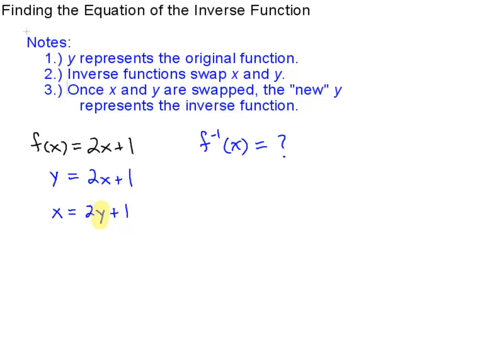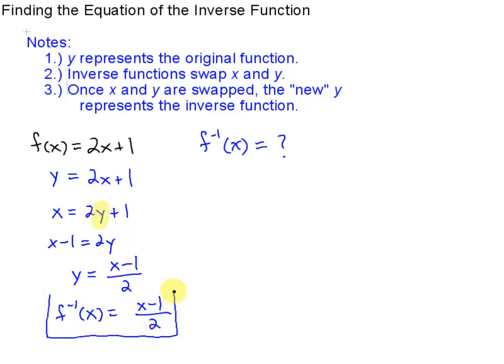So that's our goal. So to solve for it, subtract 1 and divide by 2. This is the inverse function. So f inverse of x equals x minus 1 over 2. So since f inverse is a function of x, notice I've only got x's over here, no y's.